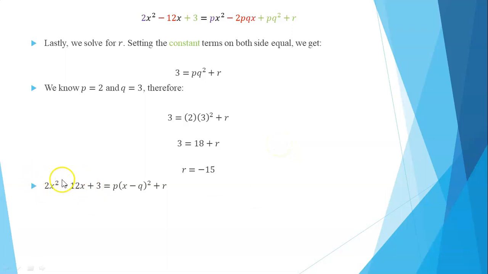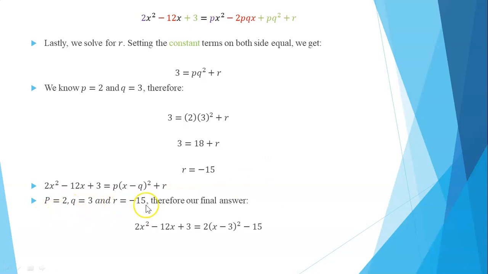Now we can write our expression in the form of p times (x minus q) all squared plus r, because we now know what p, q, and r are. p is 2, q is 3, and r is negative 15. So our final form is 2 times (x minus 3) all squared minus 15. We've put our expression in the form that they've asked us to.